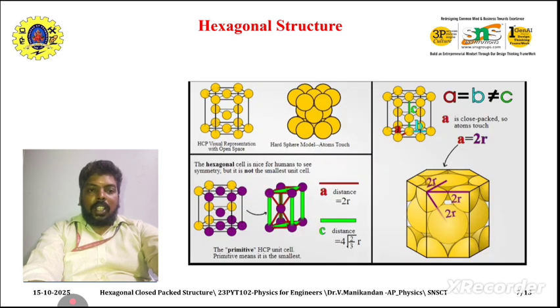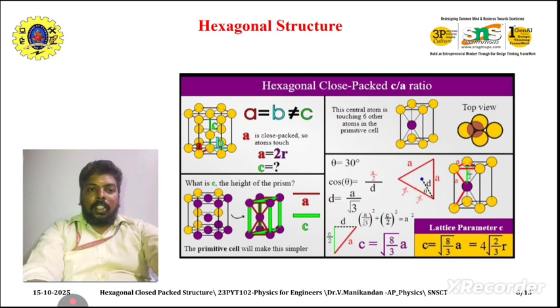Here you can see the unit cell and close packing structure diagrams, with the radius of the atoms and the cutout portions of the atoms present in the unit cell. In the hexagonal cell, the atoms are cut partially, as shown in these figures. These are the calculations, and from them we have to calculate the unit cell volume.